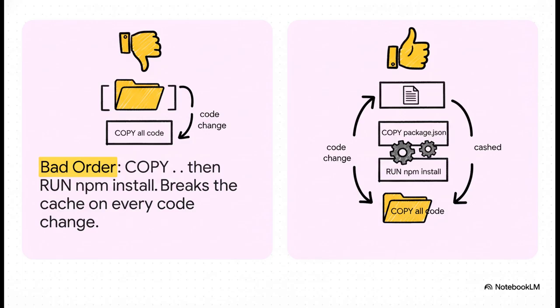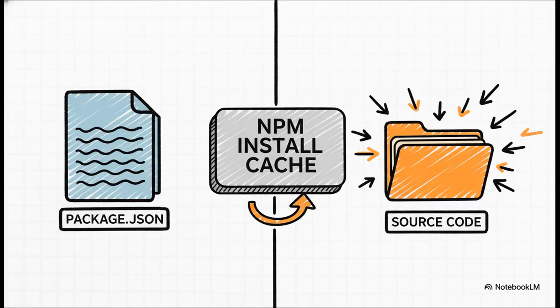We copy just the package.json, run npm install, and then copy the rest of our code. Seems like a tiny change, right? But the difference in performance is massive. So why is that second order so much better? Well, think about it. How often do you change your package.json file? Not that often, right? But you change your source code all the time.